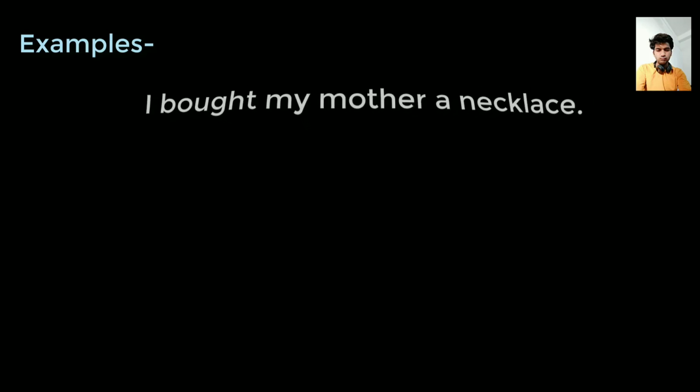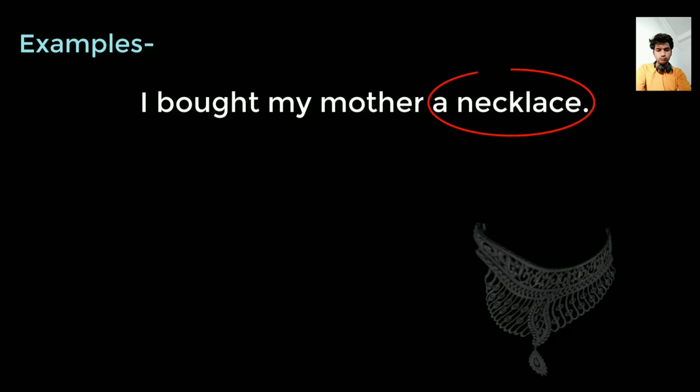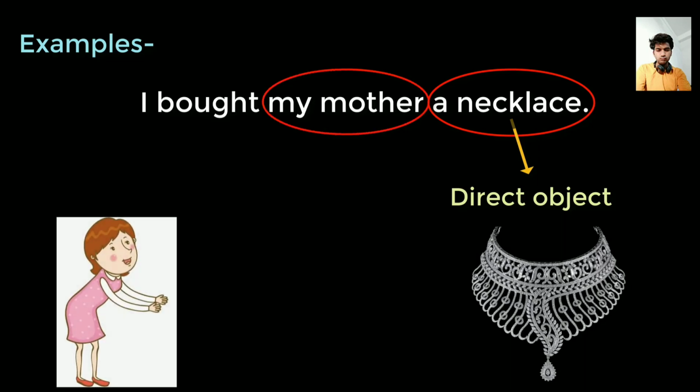I bought my mother a necklace. First of all, before we find out the indirect object, let's find out the direct object. I bought what? A necklace. Now, who is receiving this necklace? Who's the lucky one? My mother. So my mother is the indirect object.